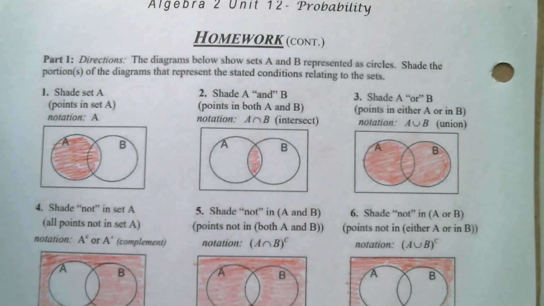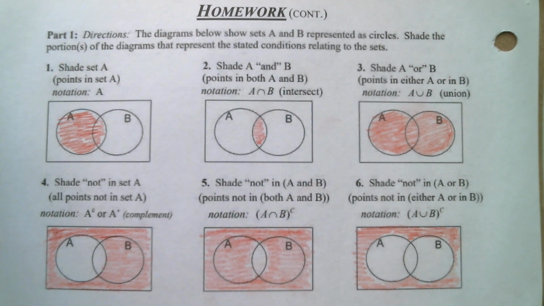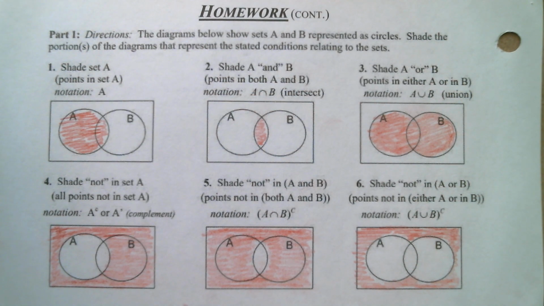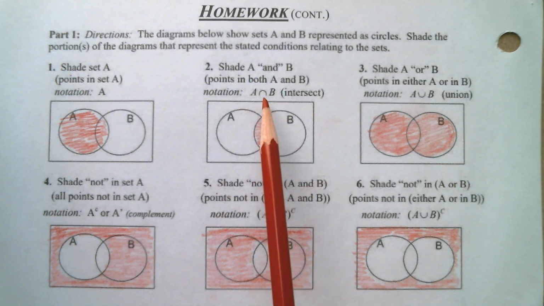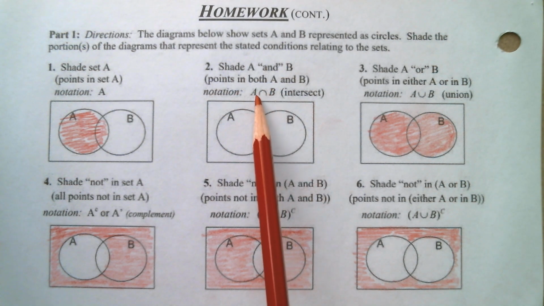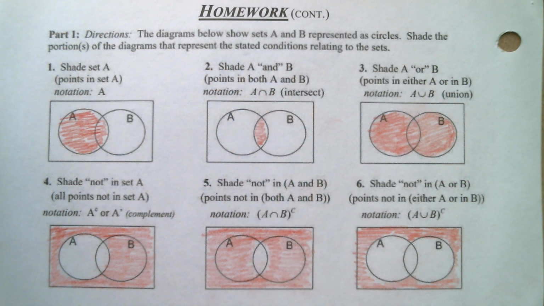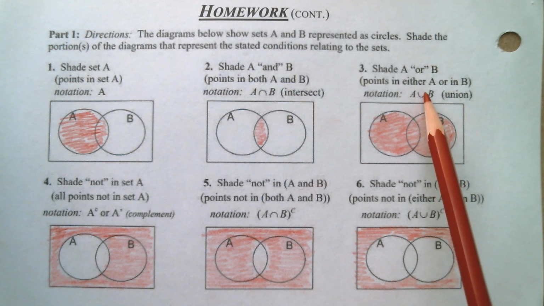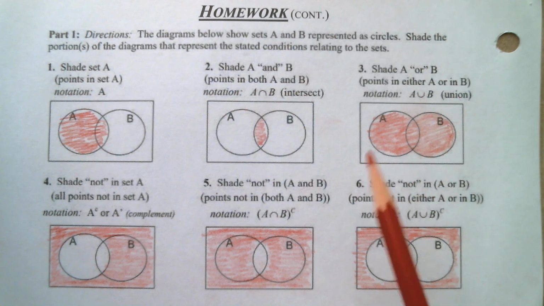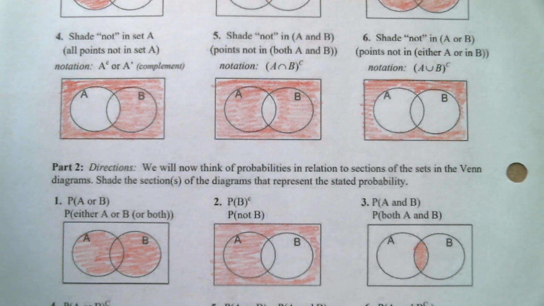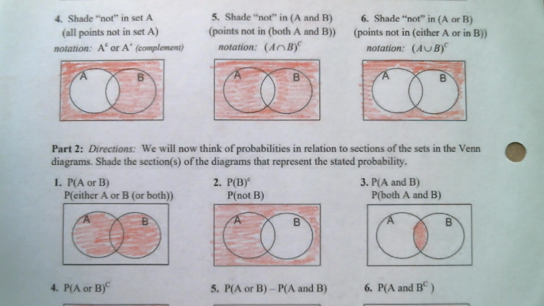And here's page 405. This is the intersection, the and, right? You're going to have to know that this symbol stands for and, or intersection of. And this symbol here, the U shape, is for union, which is also for or. There we have 4, 5, 6.